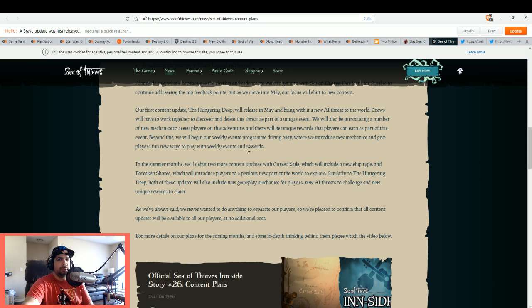In the summer months, we will debut 2 more content updates with Cursed Sails, which will include a new ship type, and Forsaken Shores, which will introduce players to a perilous new part of the world to explore. Similarly to The Hungering Deep, both of these updates will also include new gameplay mechanics and new AI threats. And he says, as well, we said we never wanted to do anything to separate our players, so we're pleased to confirm that all content updates will be available to all players at no additional cost.